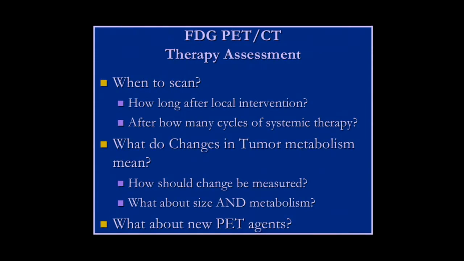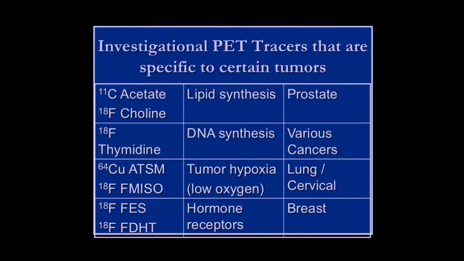So the other questions we want to answer are, how long do we wait? How many cycles of chemotherapy do you need? Do you need 4? Do you need 6? And if you're a kid, that's very important. How do you measure change? Size? How about size and metabolism? And what about new PET agents?